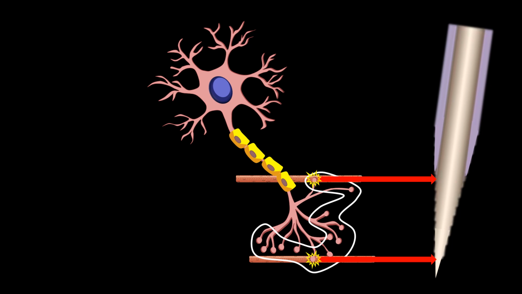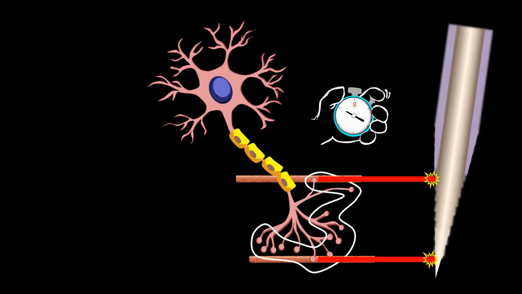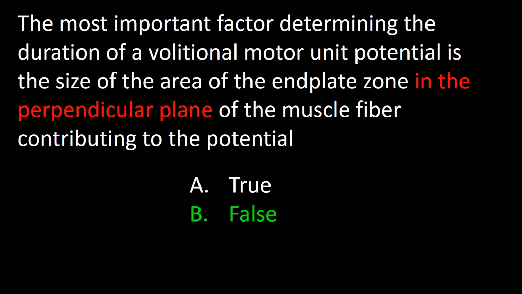Hence, the respective end plate action potentials occurring simultaneously, as illustrated here, will also reach the electrode surface simultaneously, thus not contributing to the duration of the potential. So the answer to this question is B.